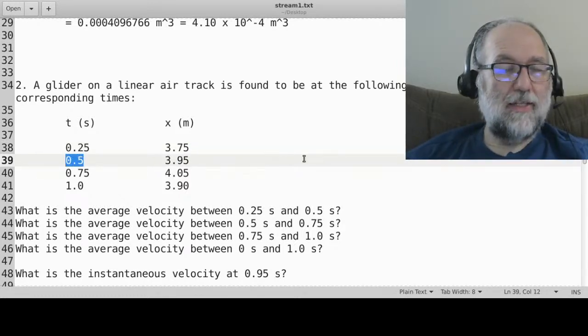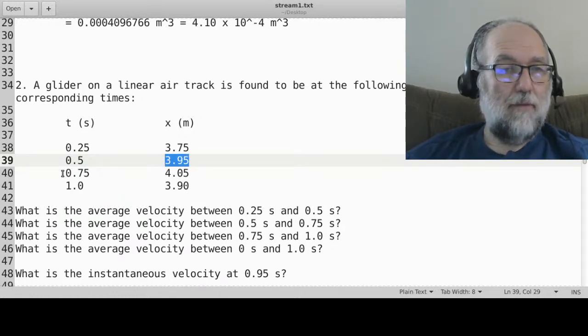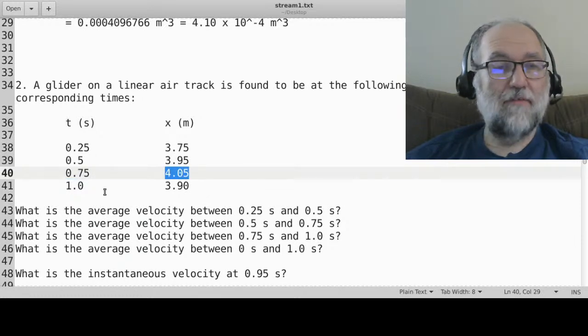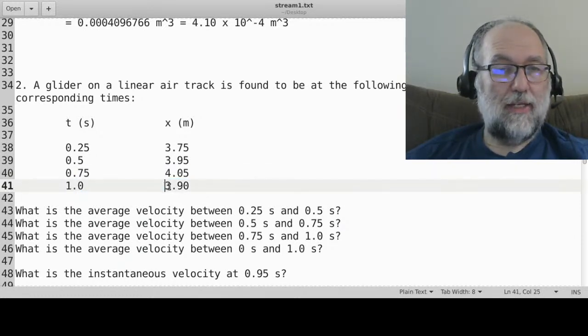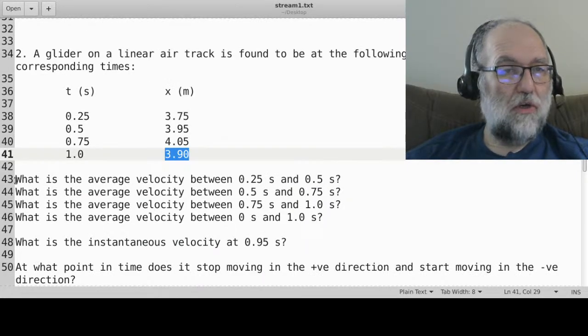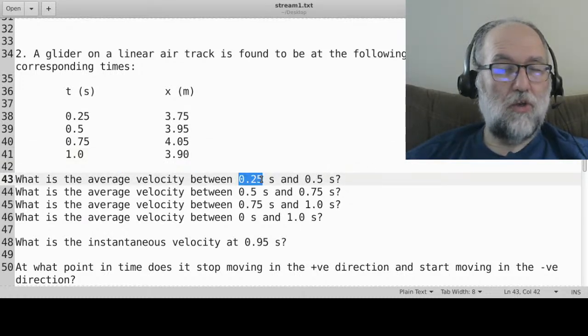And then at 0.5 seconds, it's at 3.95 meters. At 0.75 seconds, it's at 4.05, and at 1 second, it's at 3.9 meters, from the origin. All right, now I've got 4 questions here. The first question is, what is the average velocity between 0.25 and 0.5 seconds.